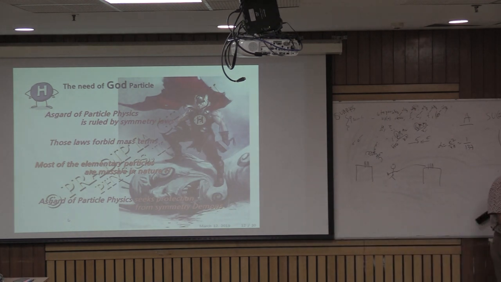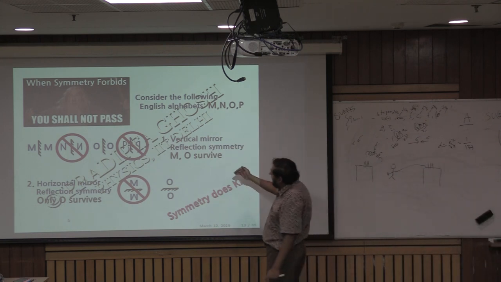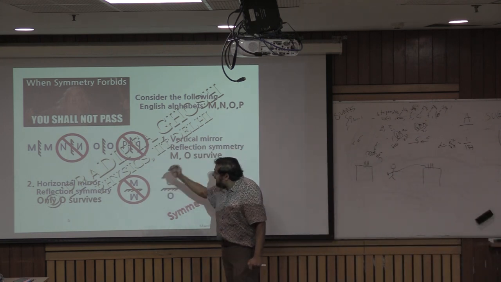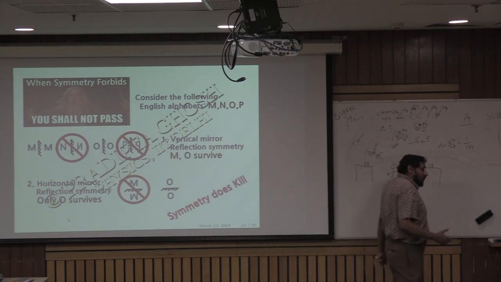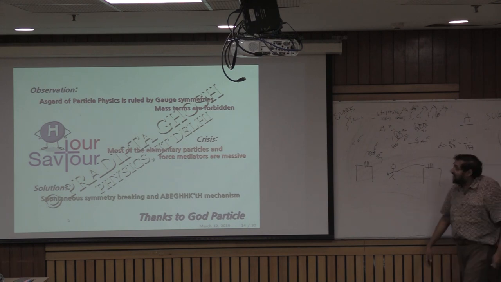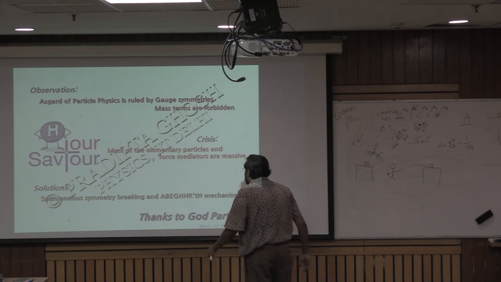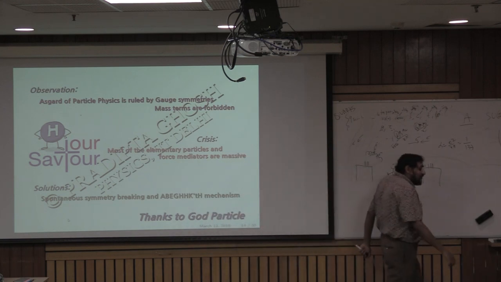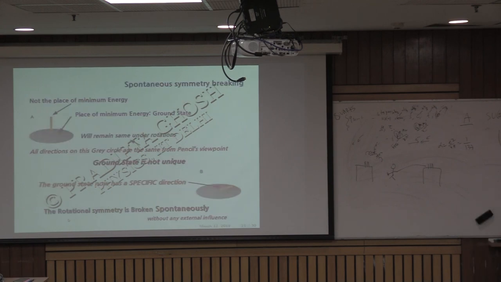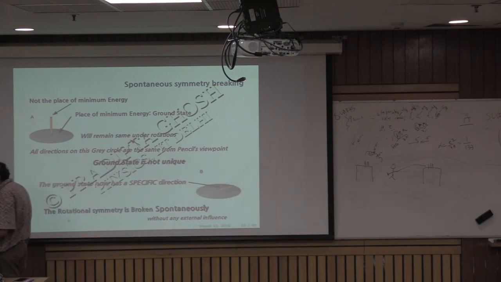And that is why the symmetry principle comes in. As I said, depending on the symmetry principle, you can keep certain things. So, what people did, thanks to this idea of Higgs and others, was the idea of the Higgs particle, and they did something which is really interesting. They say that there is a symmetry breaking, because without symmetry breaking, we cannot generate mass. However, the symmetry is broken or is gone only at the ground state.